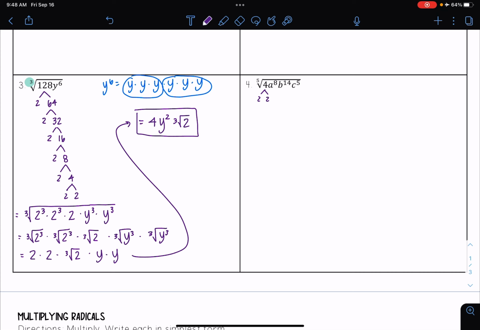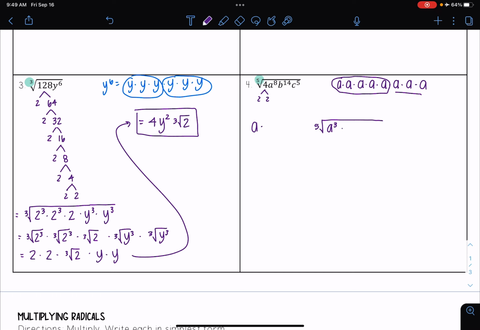Well, if I look at a to the 8th, that's the same thing as a times itself 8 times. And so looking to see how many groupings of 5, since my index here is 5, can come out, I see that I have one group of 5 A's. So that means that one A is definitely coming out, and I'm left over with 3. So I have one A that comes out, and I'm left with 3 A's that are still in here.